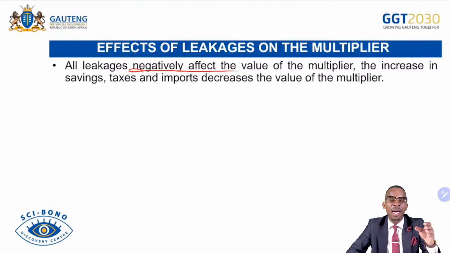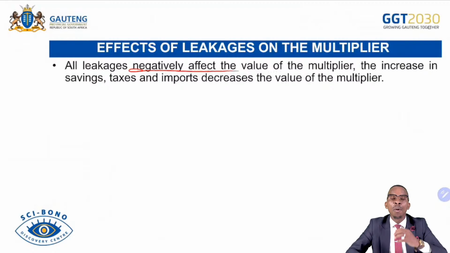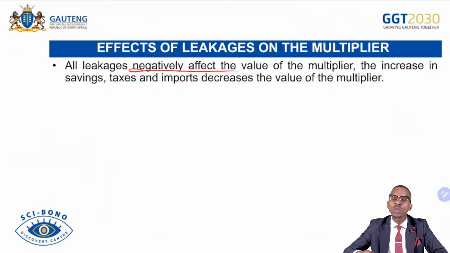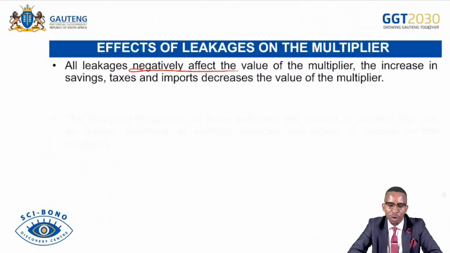Imports: if ever imports are increasing in the economy, that will mean that most of our income in South Africa is spent on paying for those imports, which is the money that flows out of the domestic economy. If we pay for imports, the money flows out of our economy, meaning it decreases the income that can be spent in the domestic economy, which also decreases the value of the multiplier.